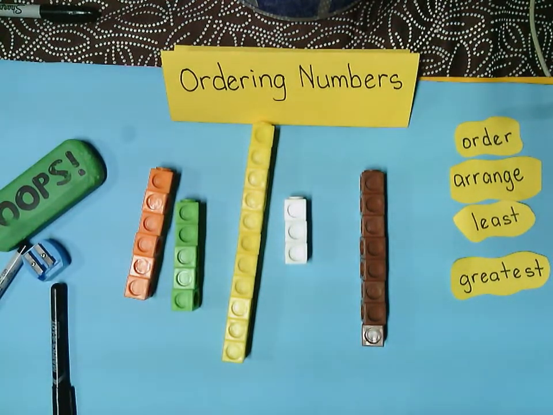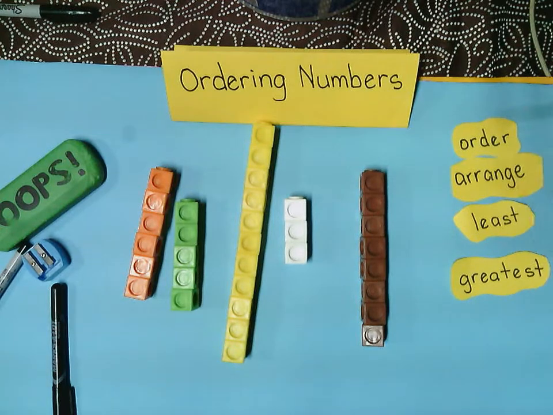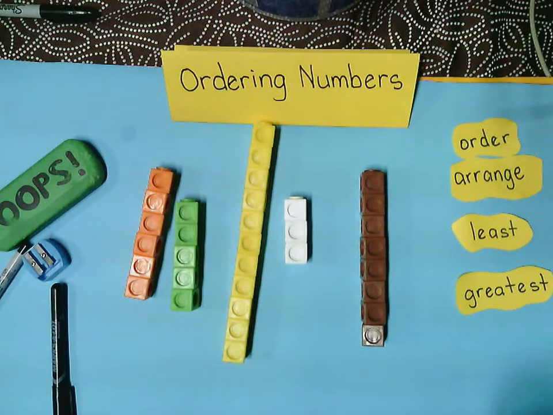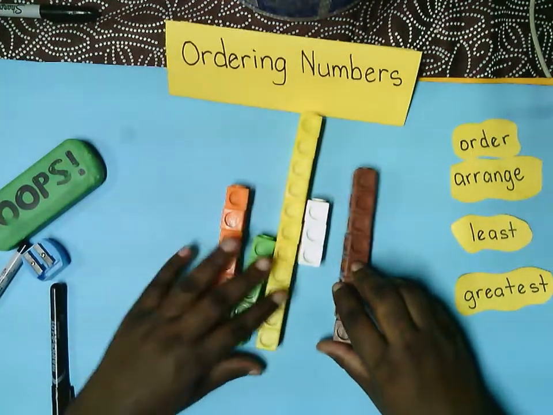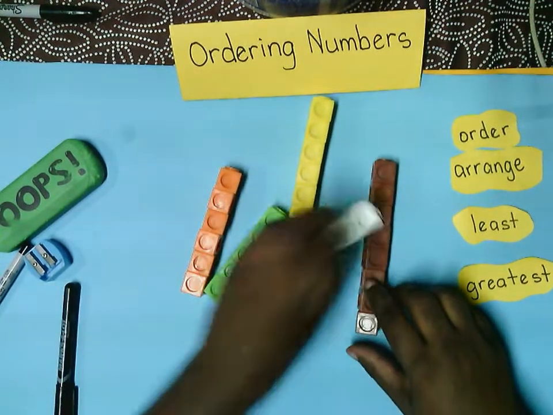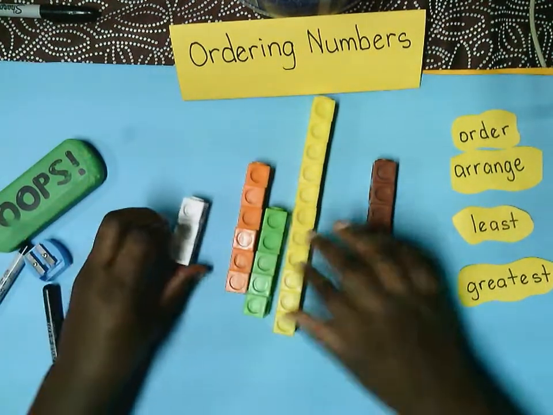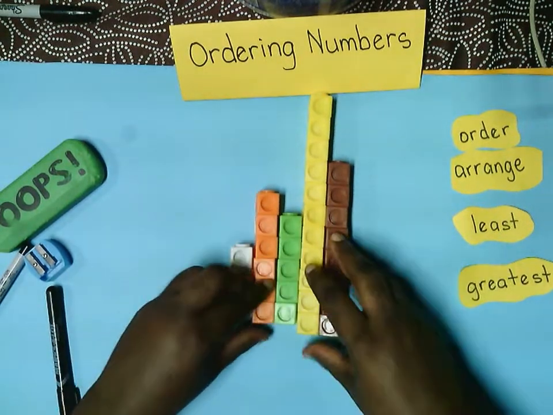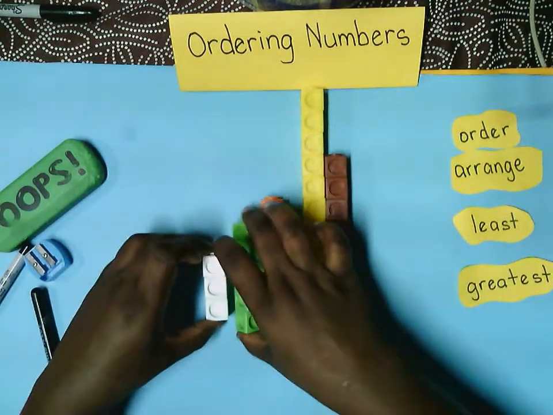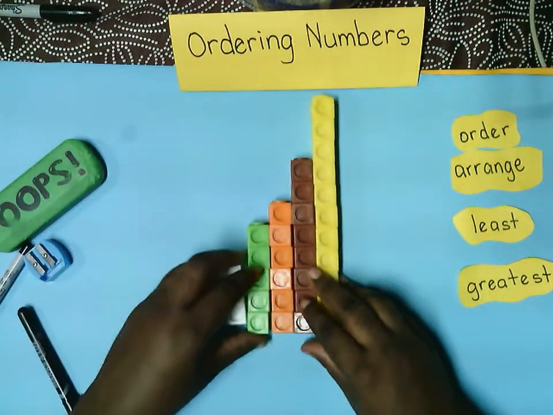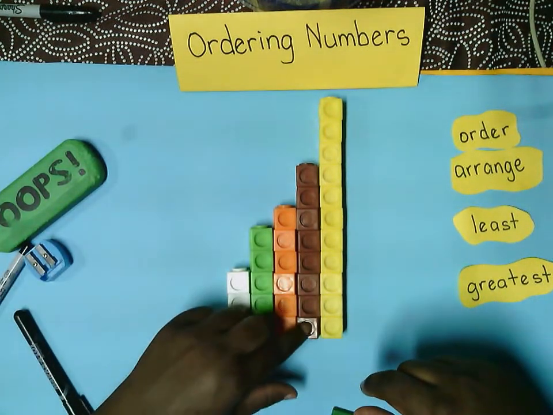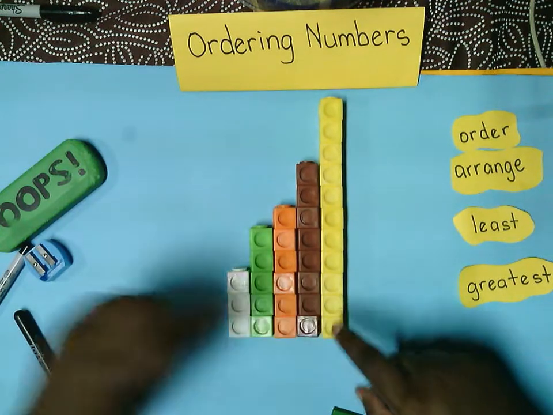So I want to arrange them in order or order them from least to greatest. I remember least is the smallest. So when I look at these, I know that, okay, well, this looks like this is the smallest. And I can just go by size, put them all side by side. And that can assist me. So I could go here. I've just put them in order from least to greatest. So the white, green, orange, then brown, and then yellow.